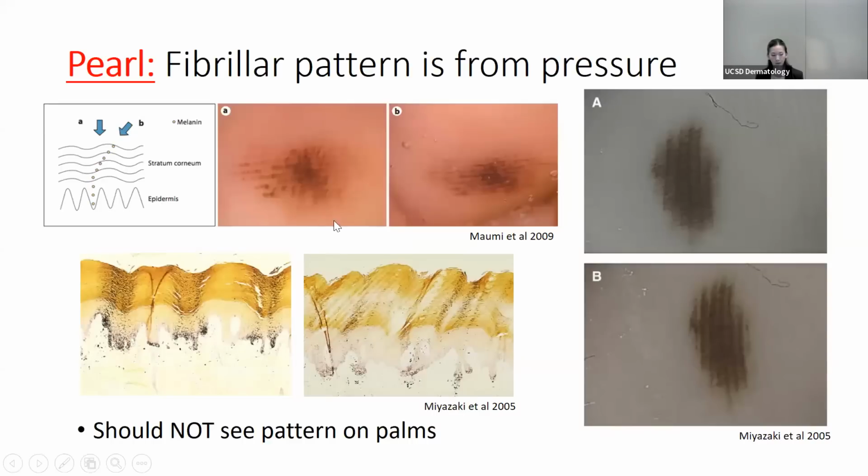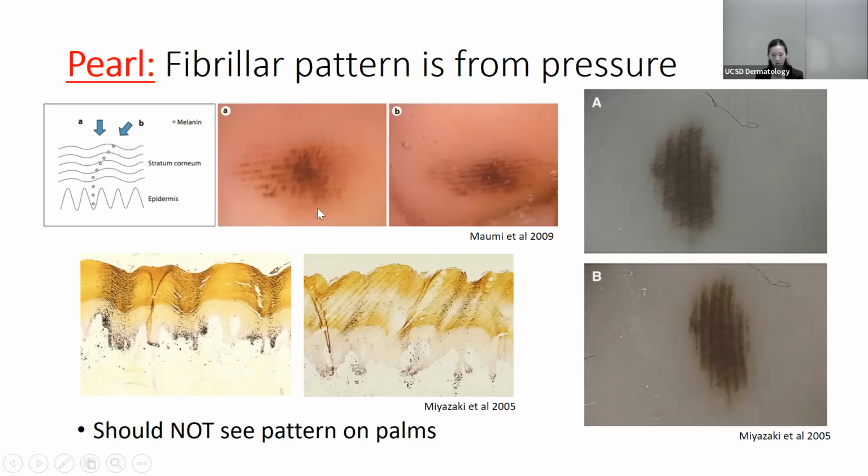And what is interesting, and what many of you probably already know, is that the fibrillar pattern is just from pressure. It's exactly the same thing as a parallel furrow pattern. It's just from pressure. So here on the top, the melanin comes out through the epidermis and should go straight up. And you see that down here histologically, melanin is just in this vertical column. But with pressure on the stratum corneum from walking and from standing on your feet, it's going to smush the stratum corneum, and so everything's going to look a little bit diagonal.